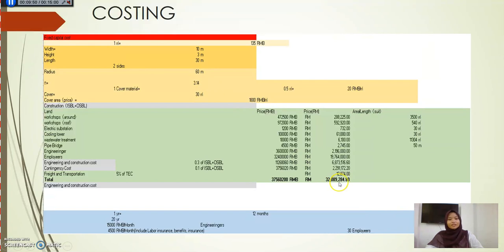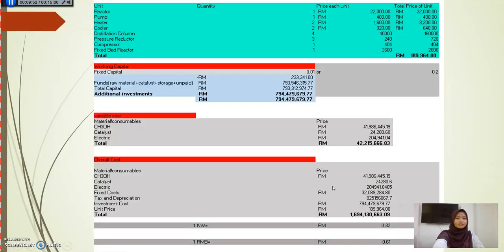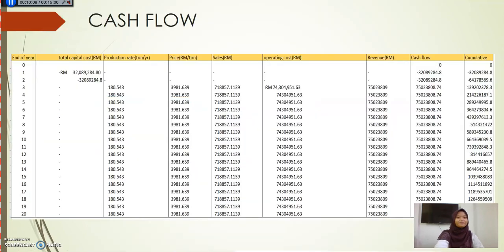For the costing, we have the fixed capital cost, which is 32,089,284 ringgit. Then there is the unit cost, working capital cost, and variable cost. So the overall cost will have an amount of 1,604,130,663 ringgit.